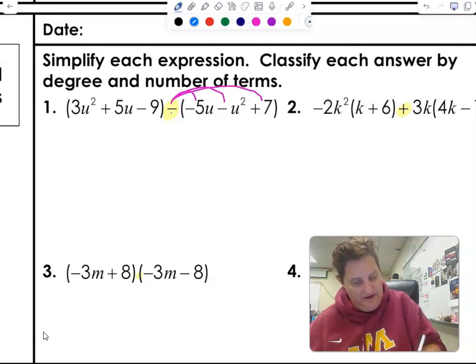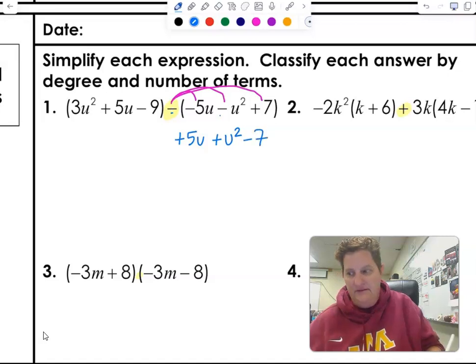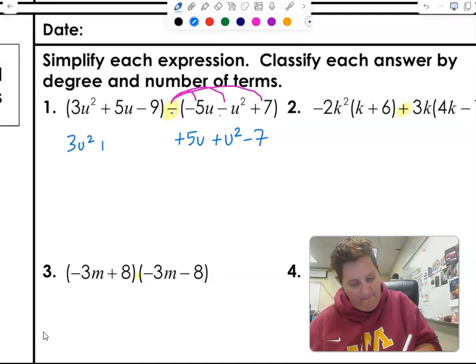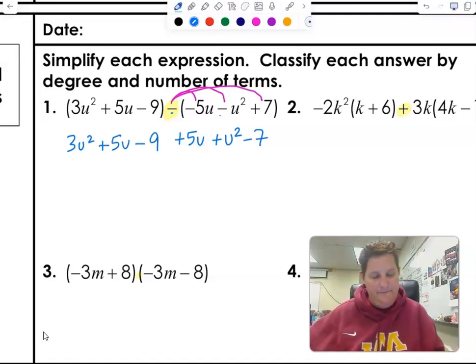So a negative times negative would be positive 5u, a negative times negative would be positive u squared, and a negative times 7 would be minus 7. And then that one just stays the same, okay?